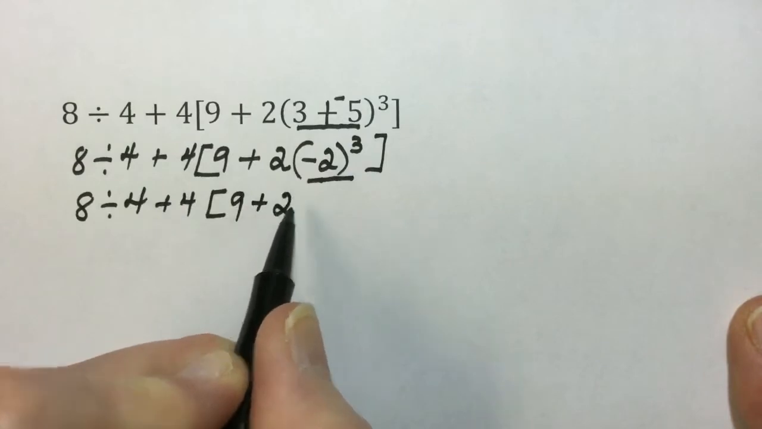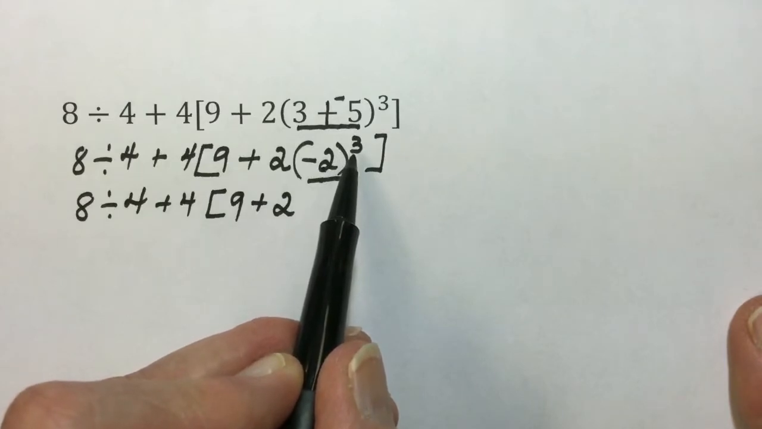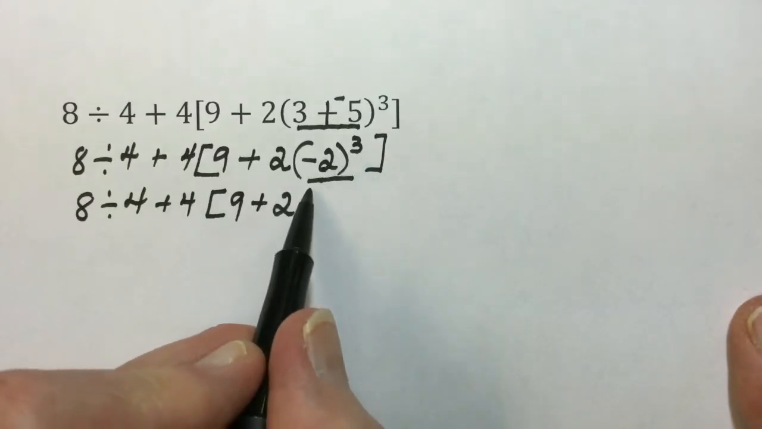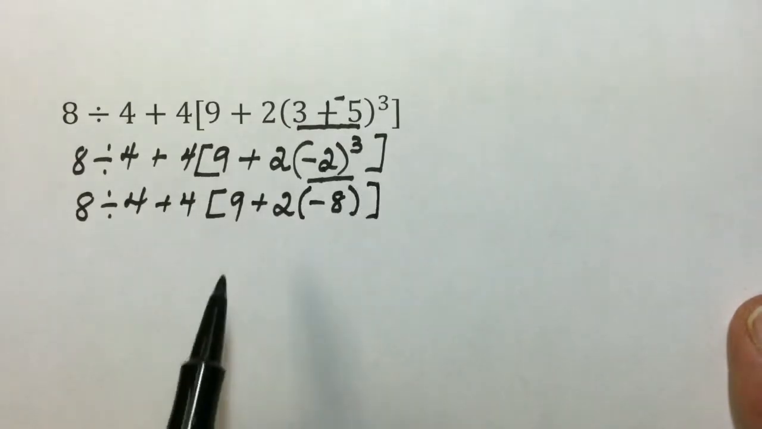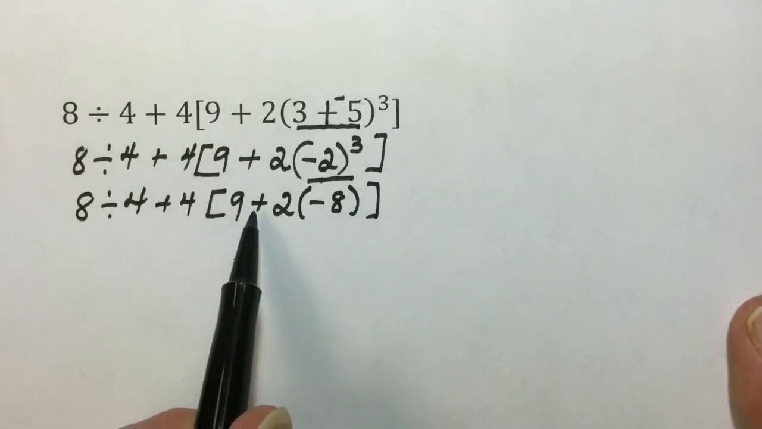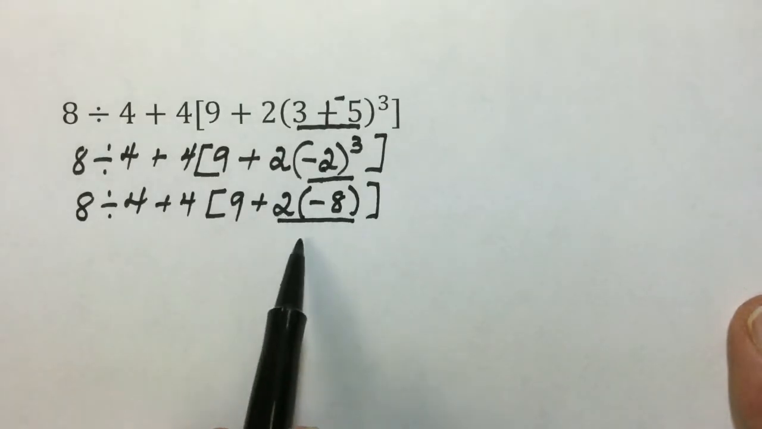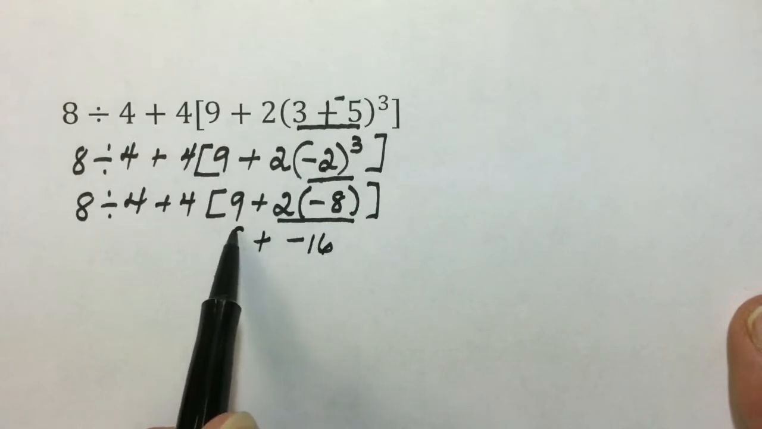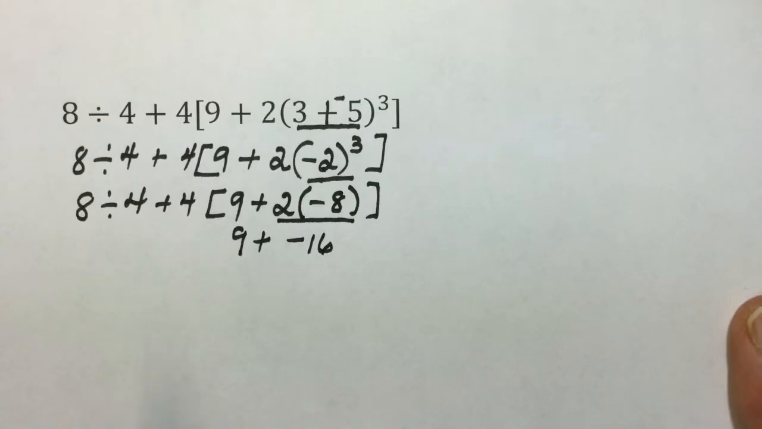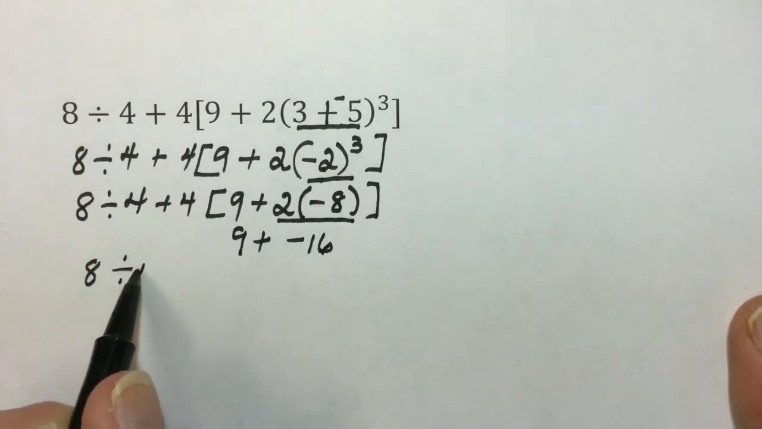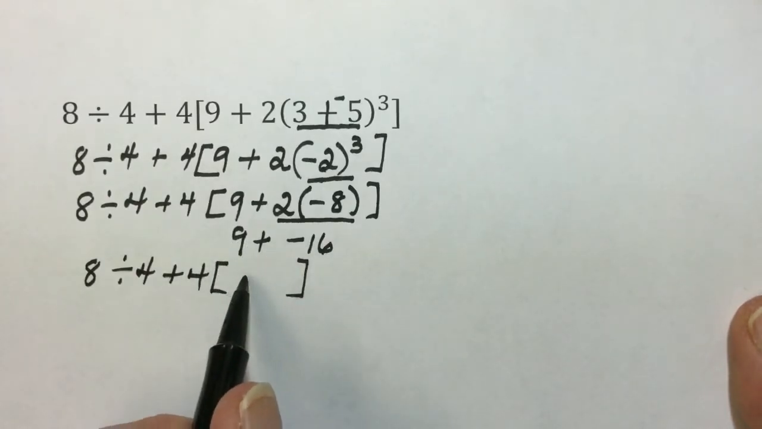So the rest stays the same for a minute. And simplifying that exponent, a negative 2 times by itself 3 times. We have an odd number of negatives, which will result in a negative, and 2 to the third power is 8. Simplifying further inside this grouping symbol, we're now down to an addition and a multiplication. Multiplication has the priority over addition. Multiplying, we get a negative 16. Adding that to 9 within the grouping symbol results in a negative 7. So we have now 8 divided by 4 plus 4, and the simplified value here is that negative 7.